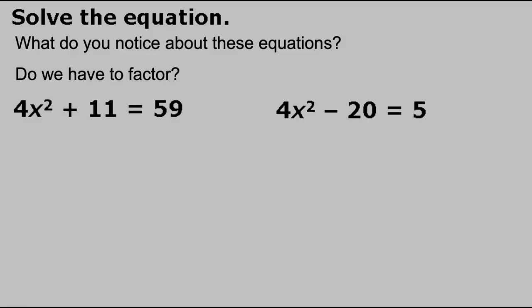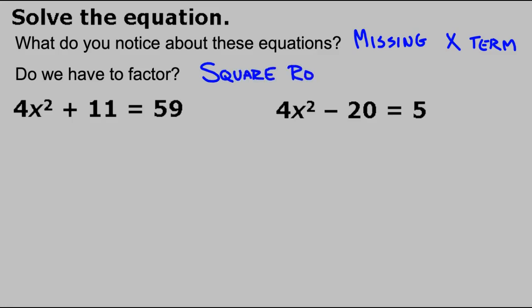So these equations, what you should notice about them that are different from the ones that we solved last week are that they are essentially missing an x term. They're missing the bx term. So if they're missing the bx term, we don't have to factor. We can square root both sides after getting x squared by itself. So square root method.